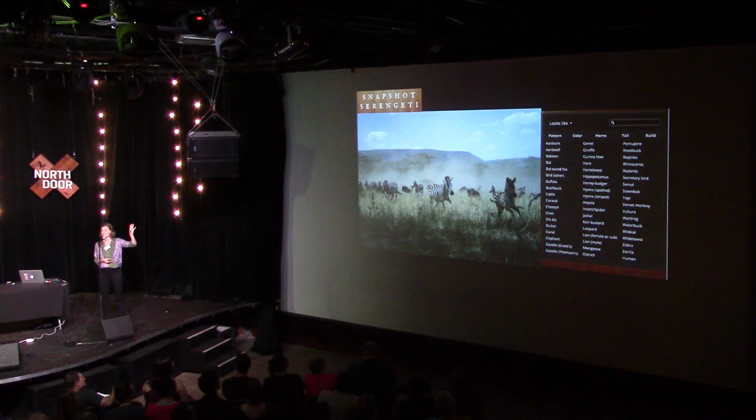One is Snapshot Serengeti. It looks like a National Geographic image, but no, it's just a webcam image taken in the Serengeti Desert, and there's over 1 million of these images in this Snapshot Serengeti project. What people do is go in and see what animals they notice. So what do you see in this image?